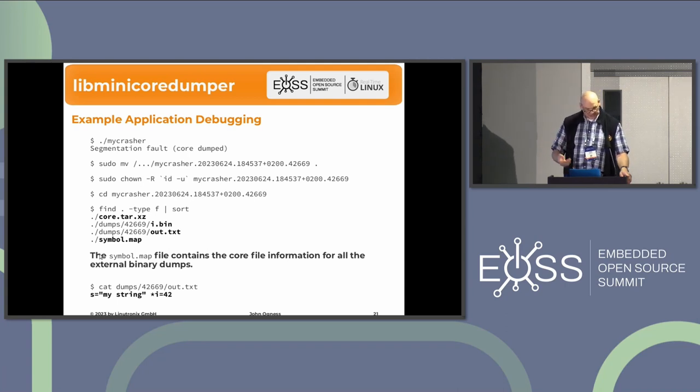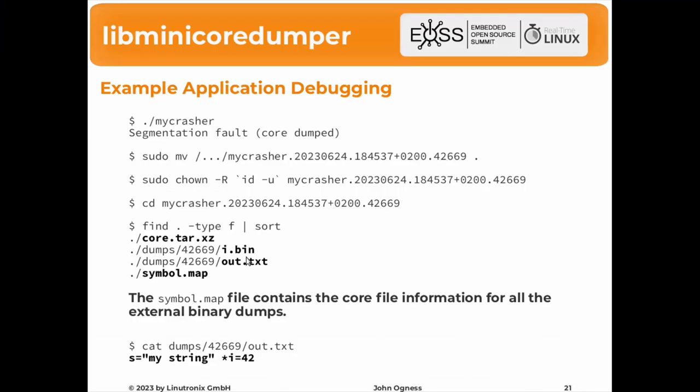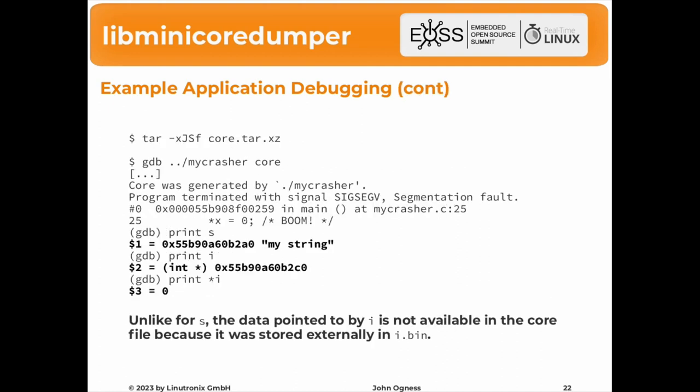There's also an additional symbol map file that's created that just has information about this i.bin in case we want to reinsert this into the core dump. So it's not in the core file. It's external, but we can actually inject it later. So that's what we need the symbol.map file for. And if we look at this out.txt, we can see it says s equals my string, resolving I is 42. We can unpack it, start with GDB.